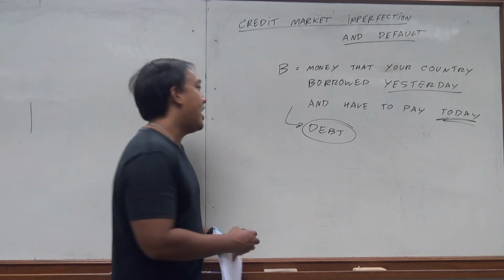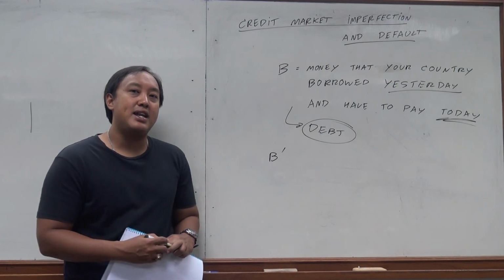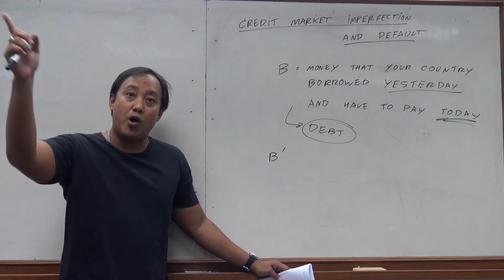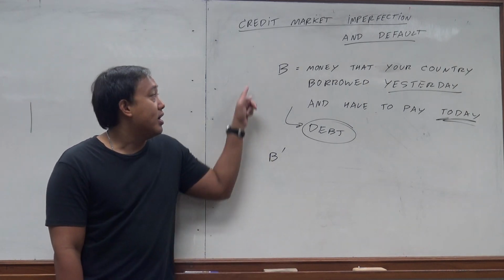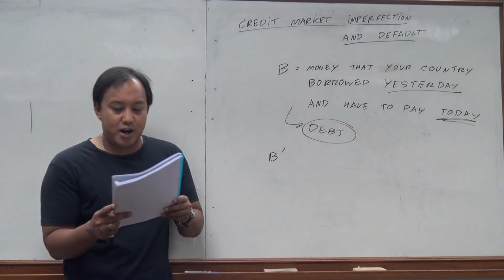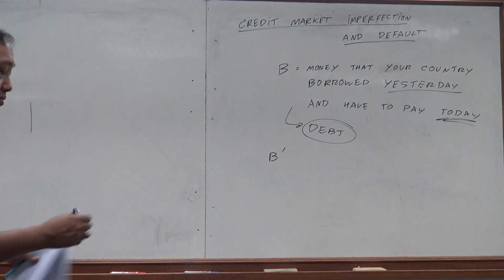Then you're going to have B prime. B prime is going to be the money that you borrow today, and you need to pay back your debt tomorrow. Again, B prime is the debt that you have to pay tomorrow. B is the debt that you need to pay today. This is going to be the new variable, variable B.